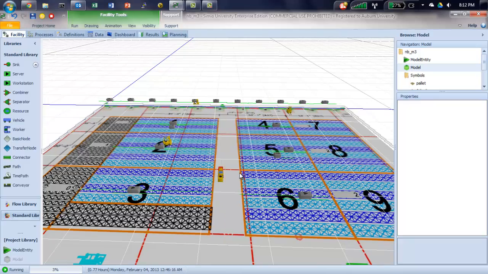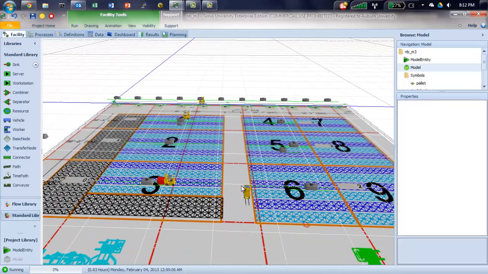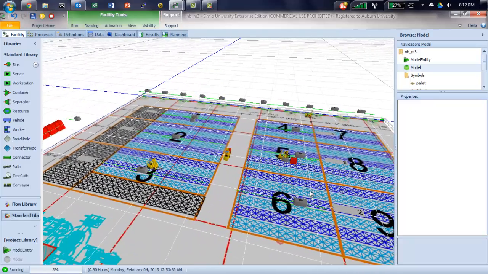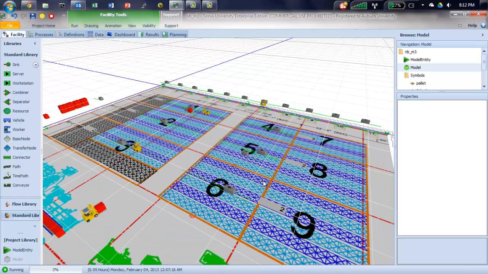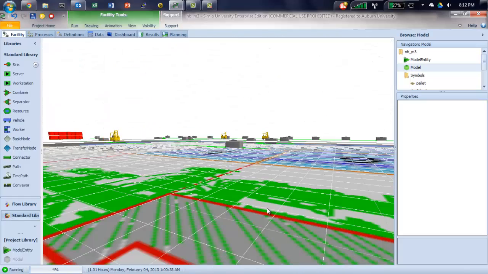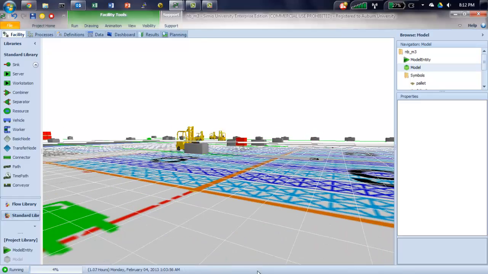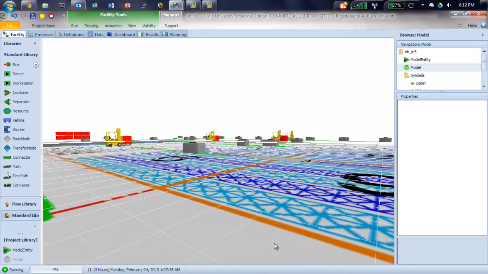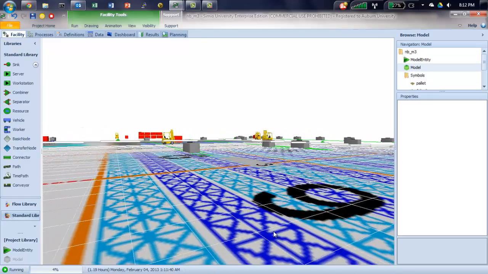Again, we can look at it in 3 dimensions. We can start a rotation. We can walk at floor level. If we want to see what it looks like at floor level, we can rotate around, and so on.